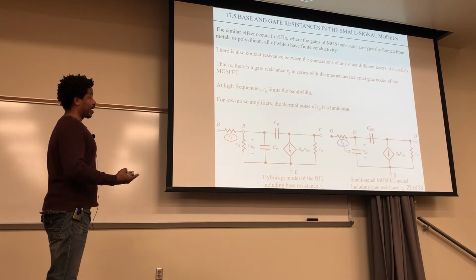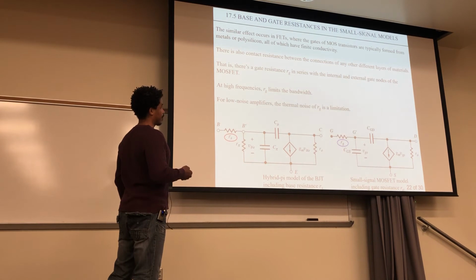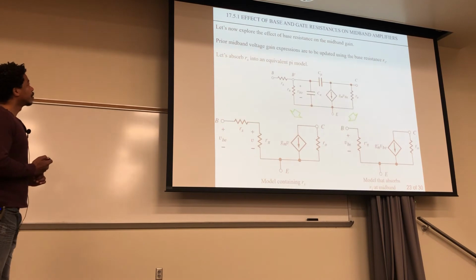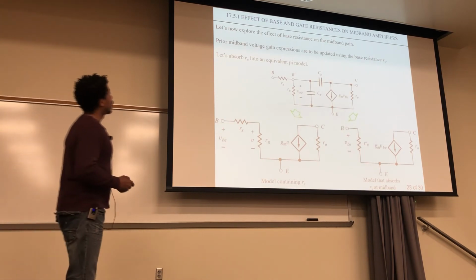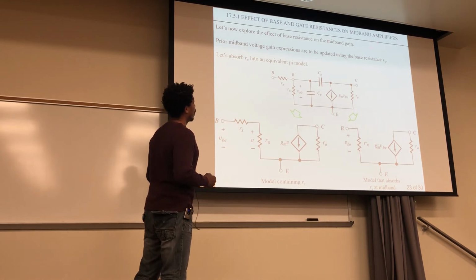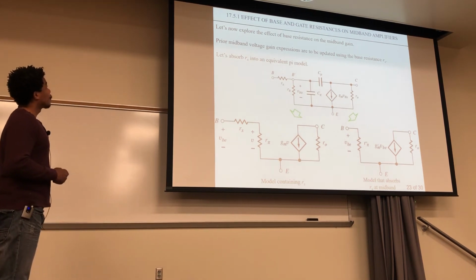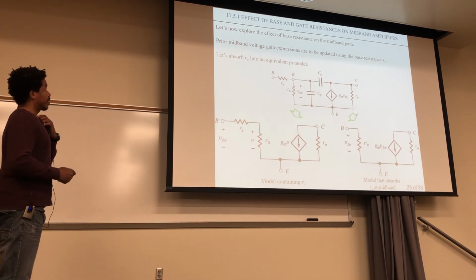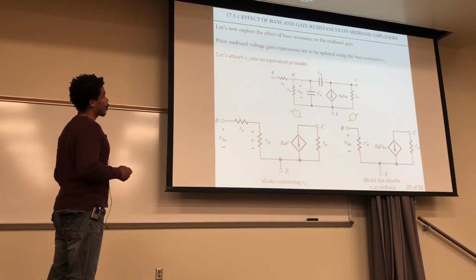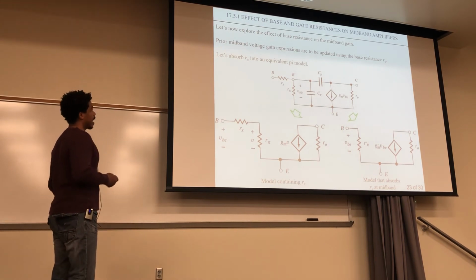Okay, so let's look at the effect of base and gate resistances on mid-band amplifiers. What we did previously is we looked at these voltage gain expressions, but now we have to update them with this Rx right here. We'll do that a couple of ways. We could just write it like this, where we're modeling it by putting the Rx in there.